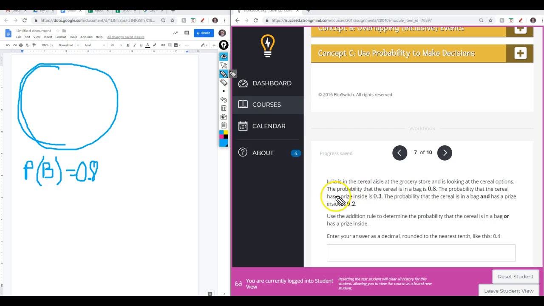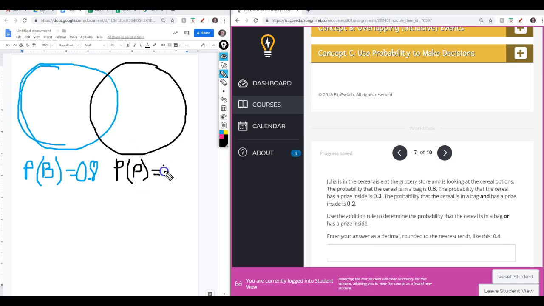The probability that the cereal has a prize inside is 0.3. All right, so we have this prize. Probability that it has a prize inside is equal to 0.3. The probability that the cereal is in a bag and has a prize, so in a bag is blue and it has a prize is black, so that overlap right here, this intersection, is 0.2 or 20%.